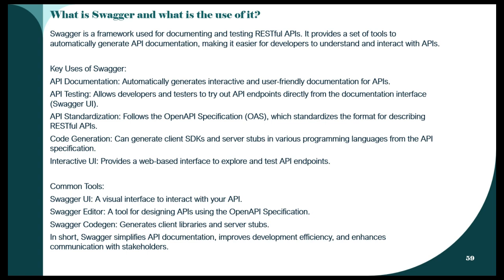Now after a certain version, it has been named differently, but this is what the previous version used to be, and now it has been given a different name. But yeah, so API standardization. Basically, the latest one is called the OpenAPI Specification, which is version 3, which has a certain standard or format for describing RESTful APIs.